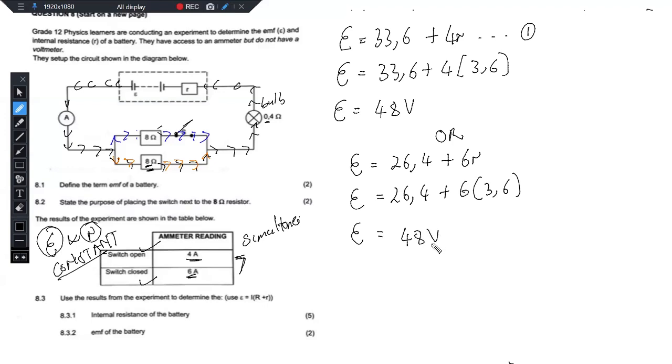So either way, you could have got your EMF as 48 volts, whether you substituted in equation number 1 or equation number 2. That's essentially how you were supposed to tackle this question. So awesome, but we are still not done. The question still continues on the next page.